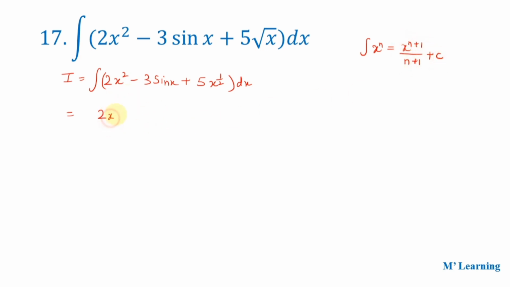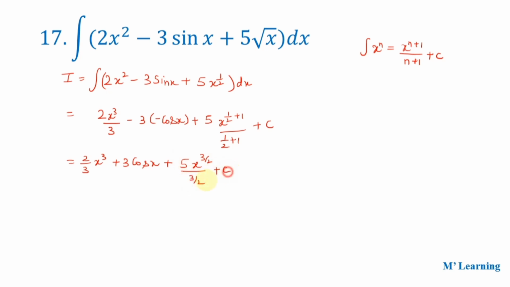So this becomes x cube by 3, 2 plus 1 is 3, then minus 3, sorry it's negative, so we'll put minus here, minus 3 and the integration of sin x is minus cos x, plus 5 x to the power half, whose integration we will also do using the same formula. So it becomes x to the power 1 by 2 plus 1 whole upon 1 by 2 plus 1, plus c. Basically we get 2 by 3 x cube plus 3 cos x, because this minus will turn plus, 5 x to the power 3 by 2 whole by 3 by 2 plus c.